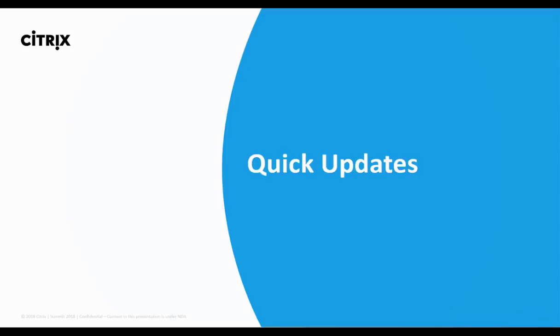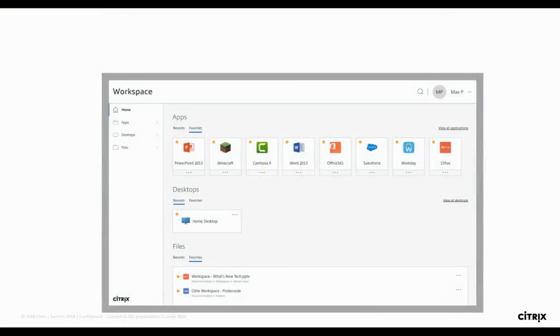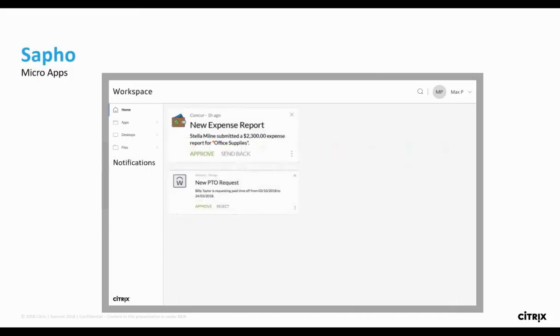But before we get into that, I want to go over one quick update, and that's Sapho. You might have seen that Citrix acquired a company called Sapho. And very quickly what it is, here's my workspace. What Sapho introduces, and this is my artistic ability, it's not that great, is a concept of micro apps. So you would have maybe a notifications item within your workspace. And within there are all these different tasks associated with your account, with the different SaaS applications that you might have access to. And Sapho is going to create micro apps for those types of applications and workflows.